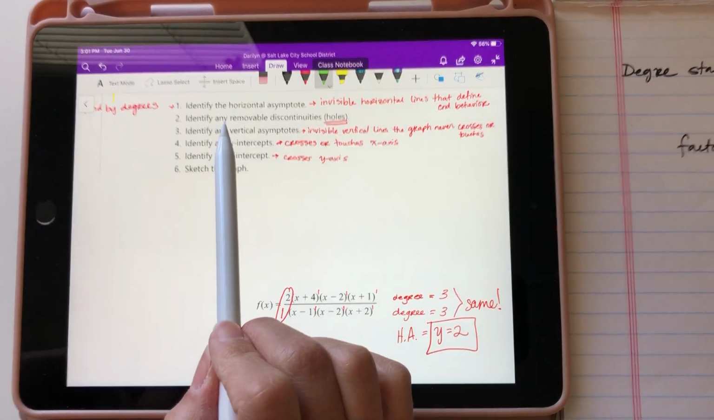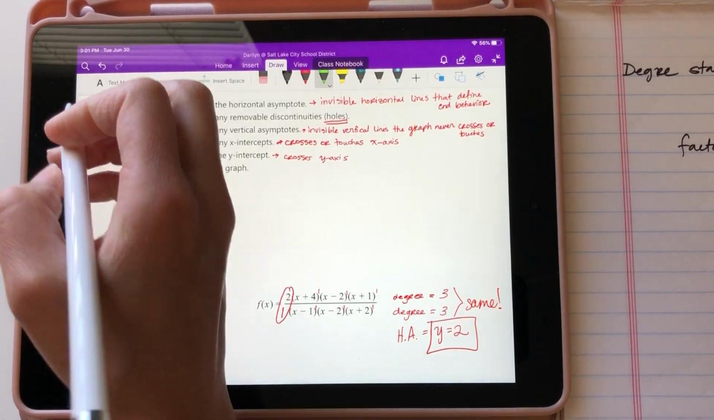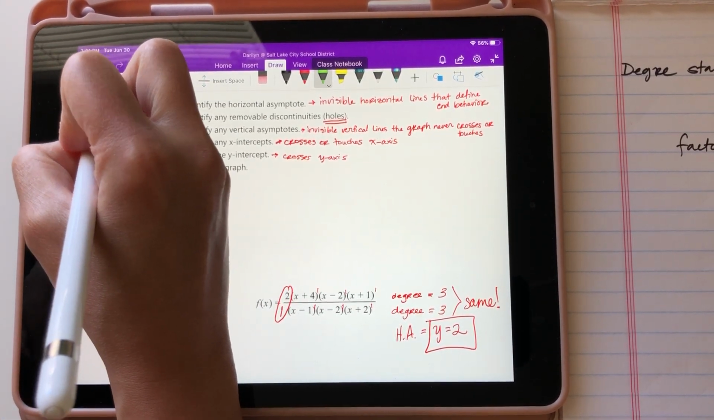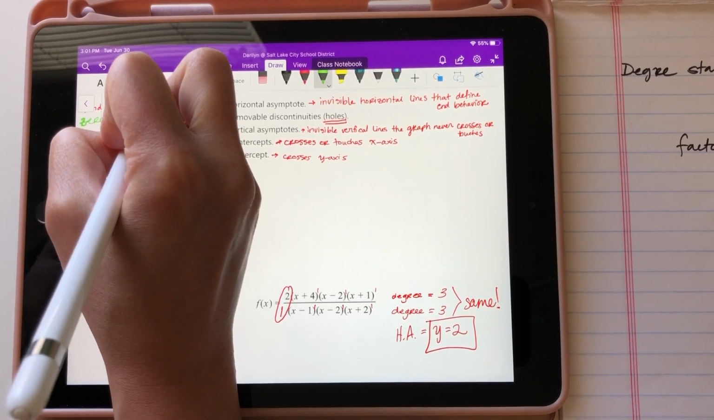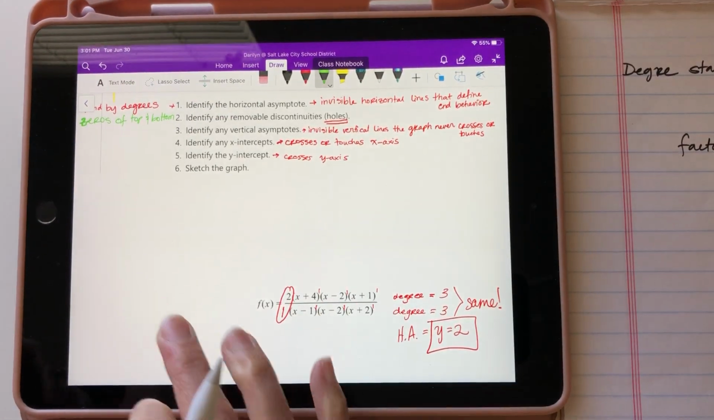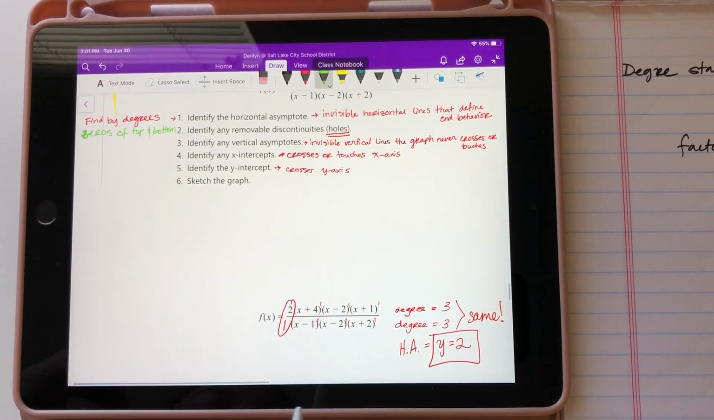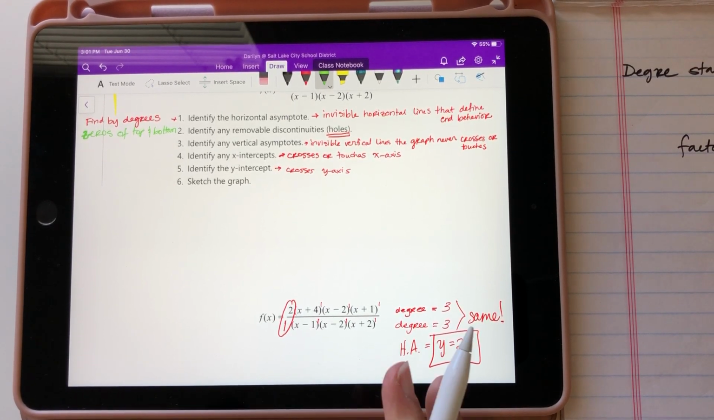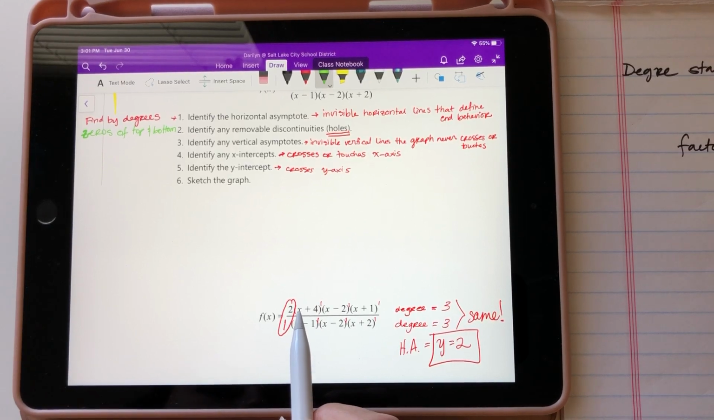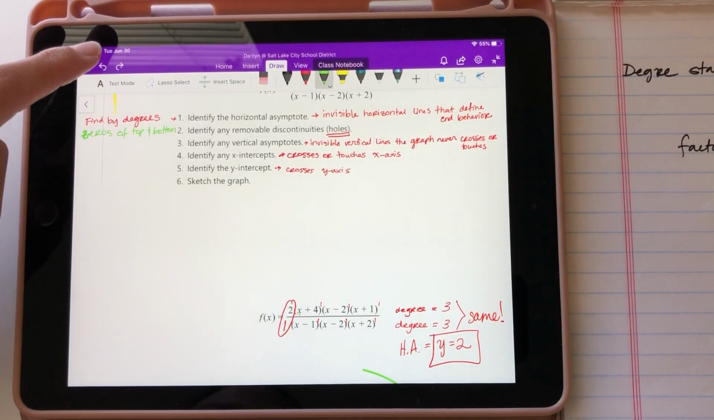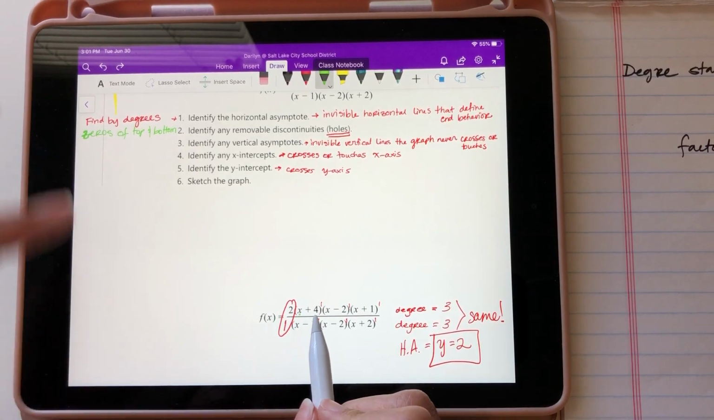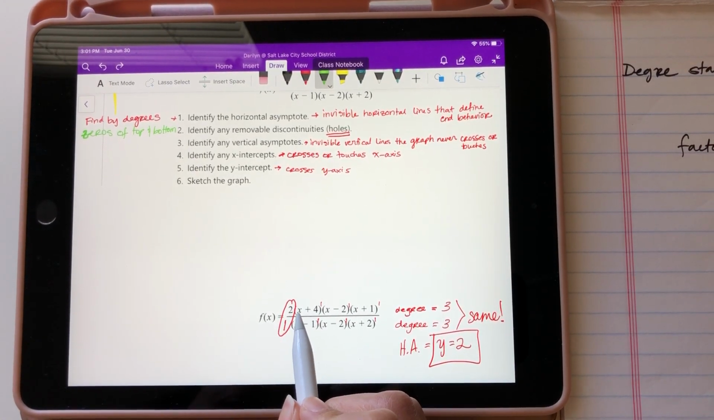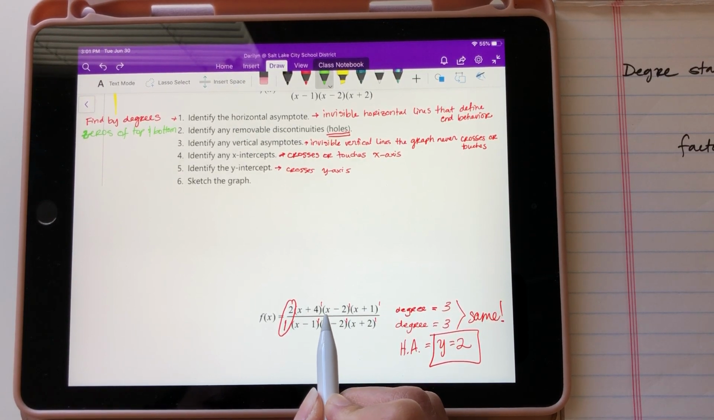All right, let's move on to removable discontinuities or holes. Holes are going to be zeros of the top and bottom. And what I mean by that is a zero is whatever x value makes that factor equal 0. So notice I have x plus 4. Well, what x value is going to make x plus 4 equal 0? Well, isn't it negative 4? Negative 4 plus 4 equals 0. So the zero of that factor is negative 4. The zero of this factor is positive 2.